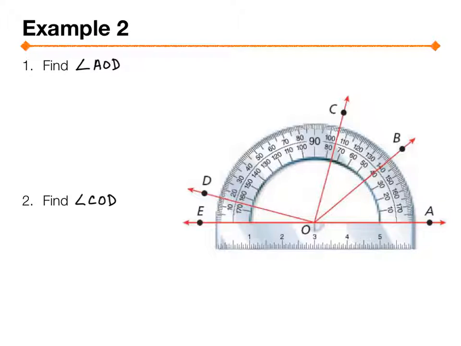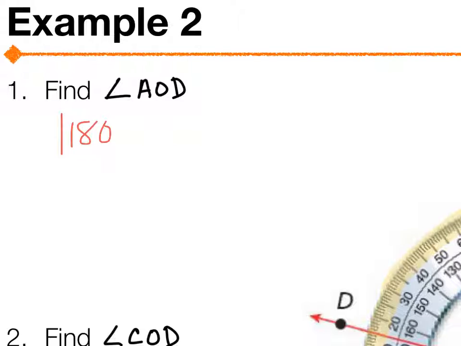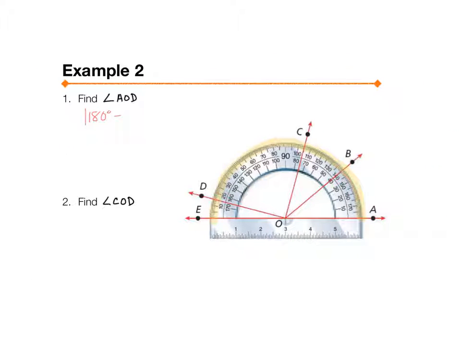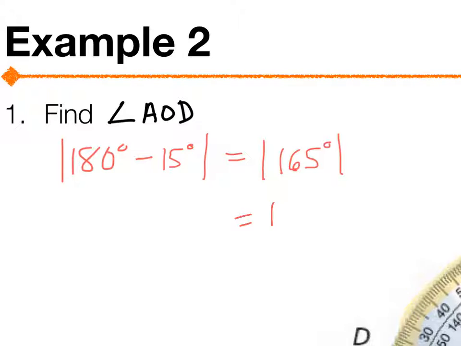Find angle AOD. So when we're using a protractor, we use the outside numbers. So what degree would A be at? So we would take the absolute value of 180 minus, what's D at? It's in between 10 and 20, so 15 degrees. And it would be equal to the absolute value of 165 degrees. So which would just equal 165 degrees. What type of angle would this be?